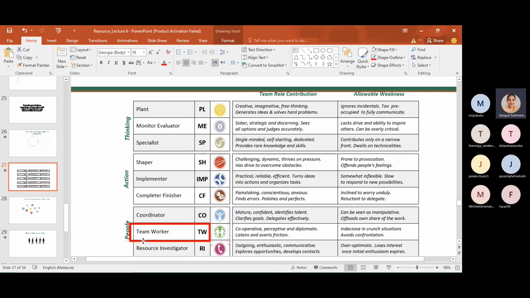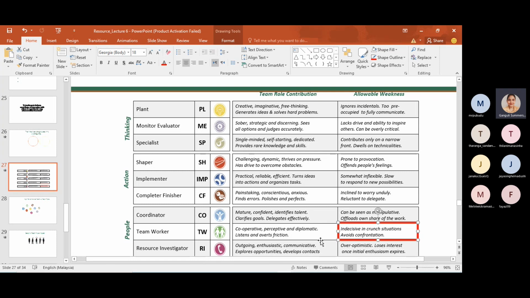And team worker. A team worker is a person who is very cooperative, very good at team working, cooperative, perceptive, and diplomatic, and who listens to other people really well. A weakness of this person can be being indecisive sometimes. Indecisive means when you find it difficult to take decisions. Being indecisive means being unable to take decisions.